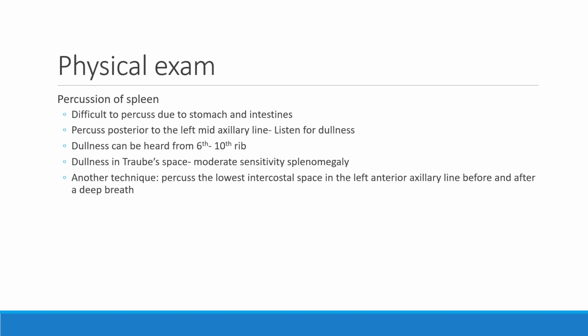Percussion of the spleen, this is very difficult due to where the spleen is located with the stomach and the intestines, and it has limited evidence for use to rule out splenomegaly. However, the technique for it, we're going to percuss posterior to the left mid-axillary line and listen for dullness. Dullness can be heard from the 6th to 10th rib. You may have dullness in Traube's space, which has moderate sensitivity for splenomegaly. This is the left lower chest area, left 6th rib, left mid-axillary line, and left costal margin.